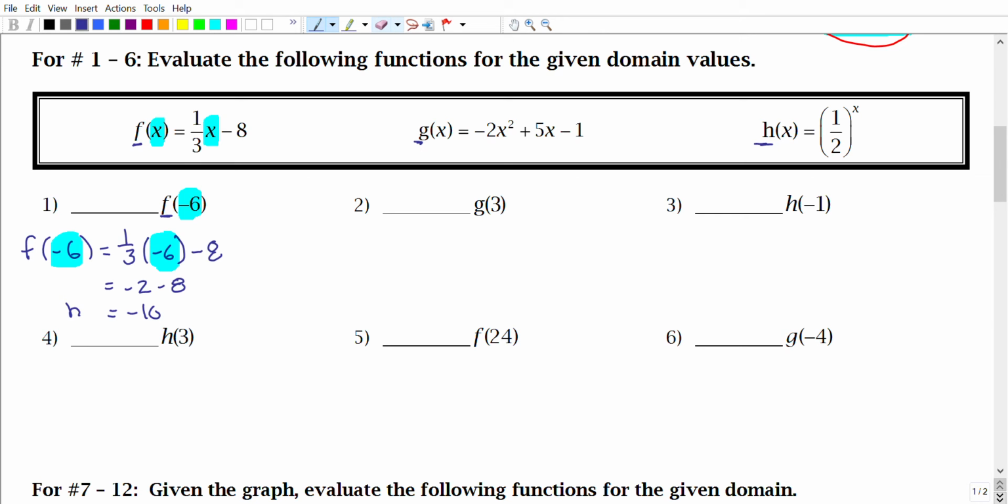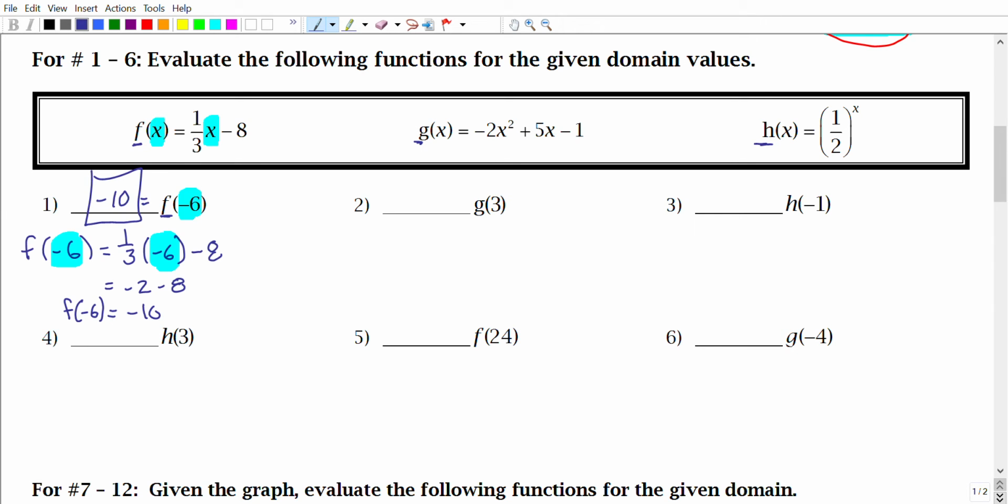If I can find my eraser, here we go. So f of negative 6 equals negative 10. So here, negative 10 equals my f of negative 6. So I found my value. Okay, this is my final answer here.